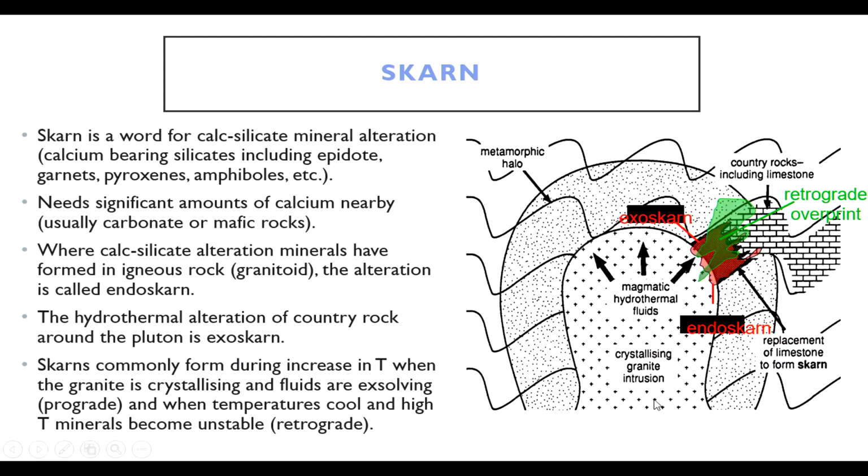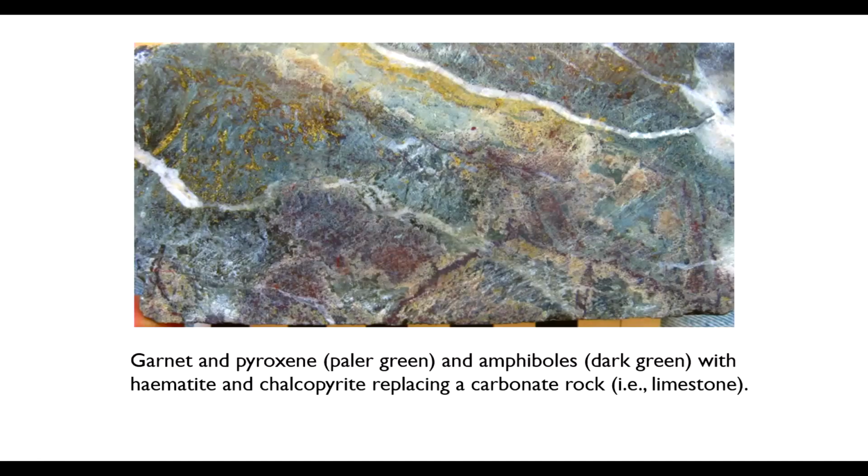So that's a broad example of a skarn, and you can also actually affect the host granite. So it can internally alter itself, and people call that an endoskarn versus an exoskarn. So endo meaning internal, exo meaning external. So we'll get more into skarns later, but that's the broad idea.